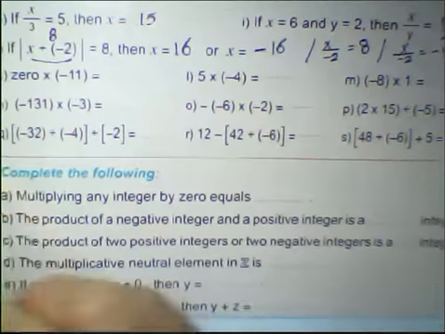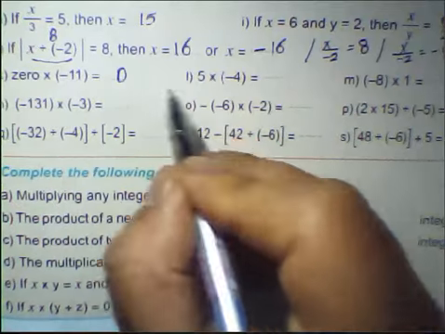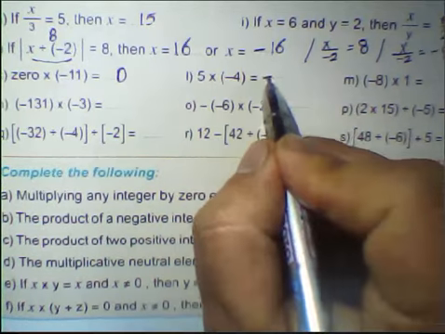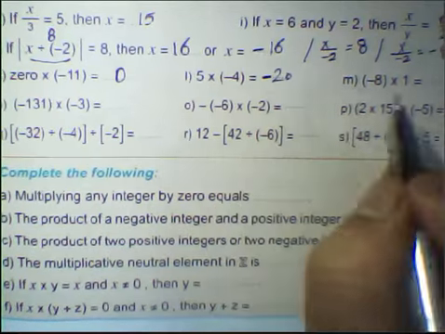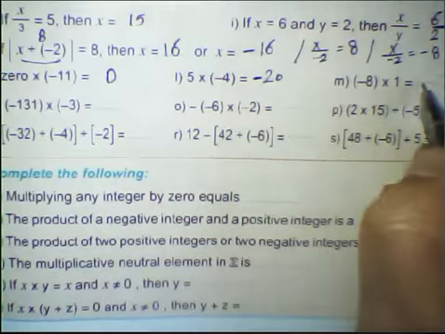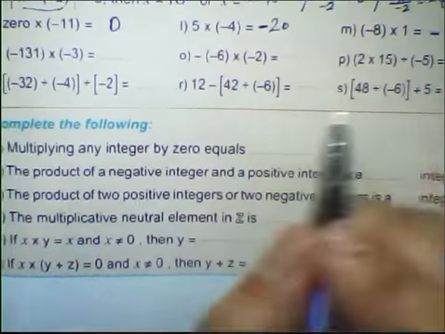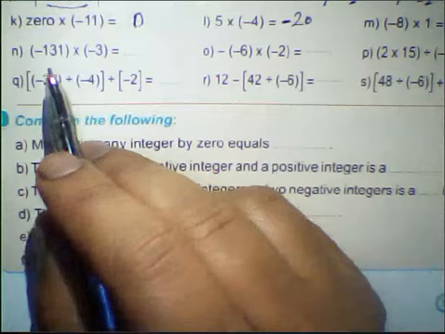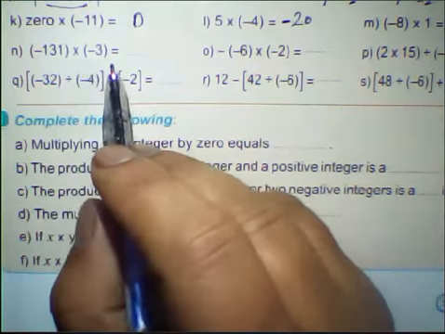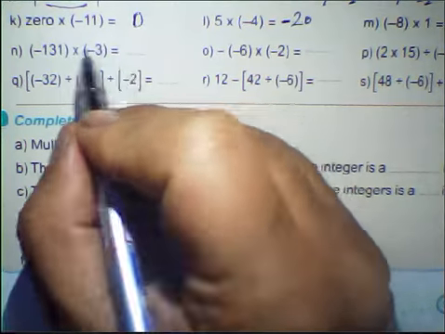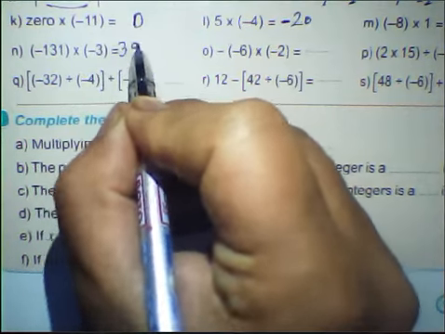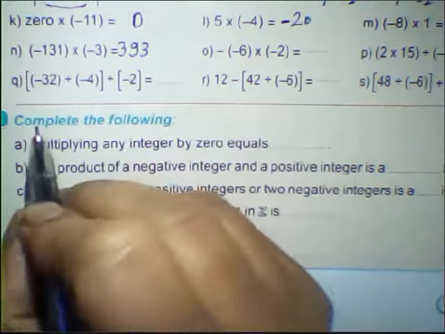0 multiplied by negative 11 equals 0. 5 multiplied by negative 4 equals negative 20. Negative 8 multiplied by 1 equals negative 8. Negative 131 multiplied by negative 3 equals positive. 3 times 1 equals 3. 3 times 3 equals 9. 3 times 1 equals 3.